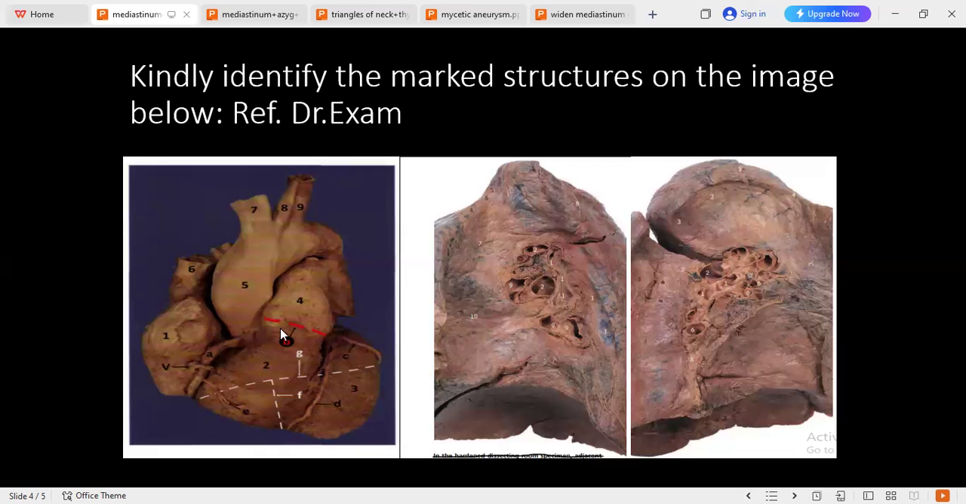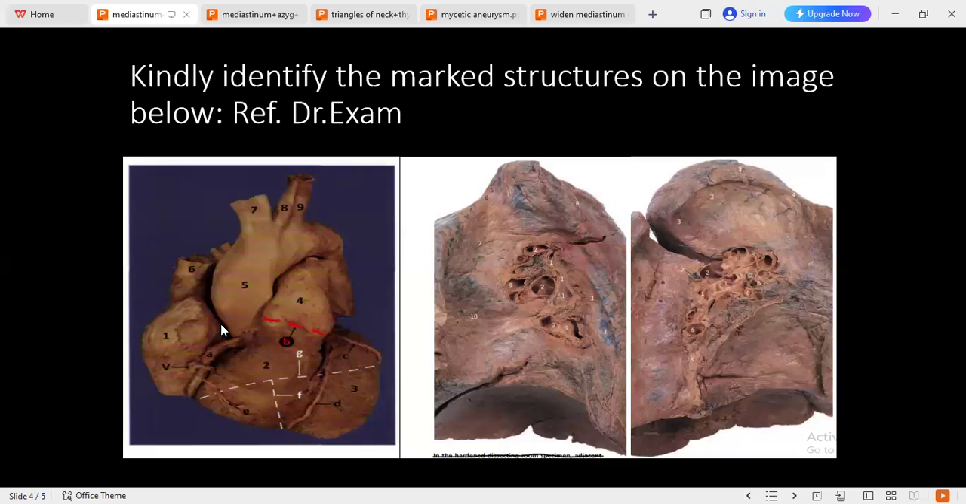Epicardium, pericardium, and myocardium. Oh, you're telling me the layers of the heart. It's very important to listen to the question, right? The layers of the pericardium: serous and parietal. Yes, ma'am. Pericardium, right.